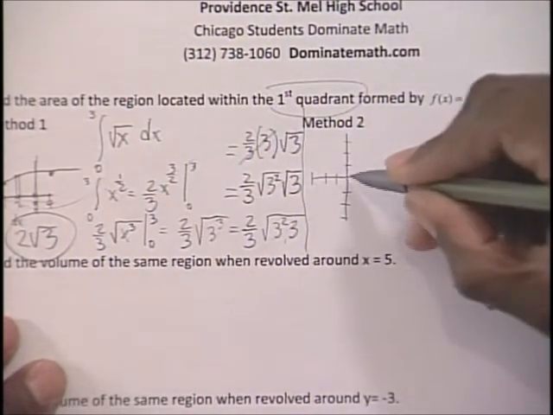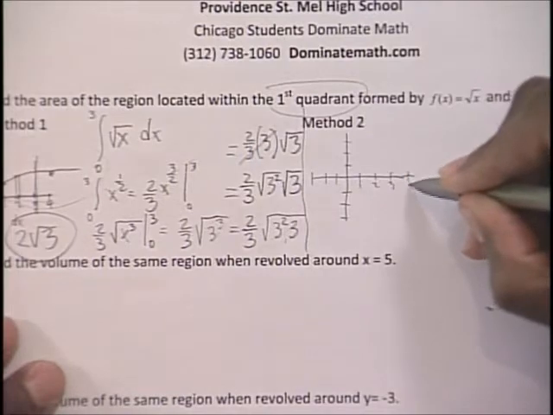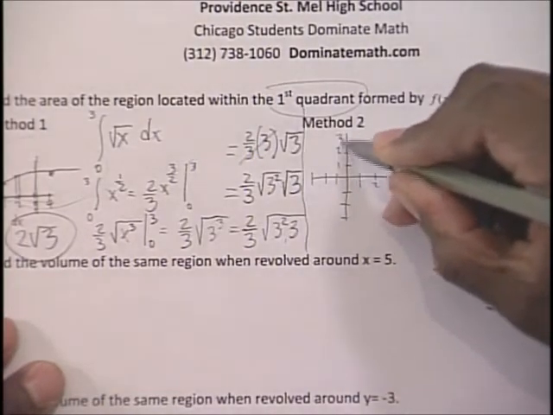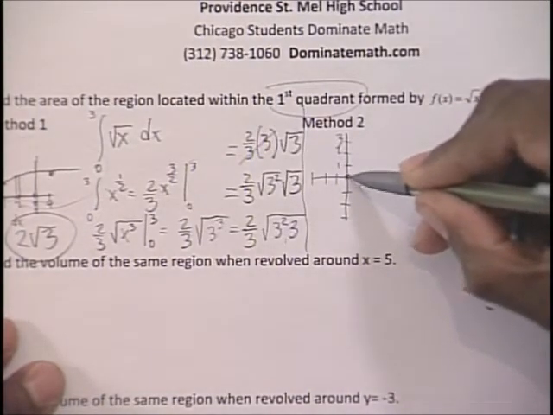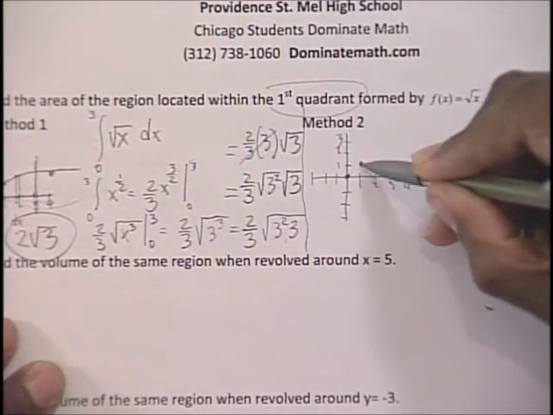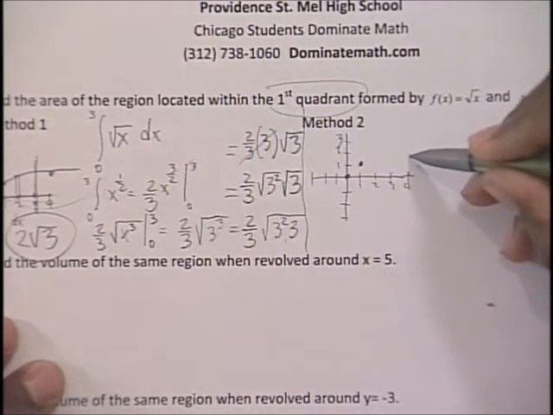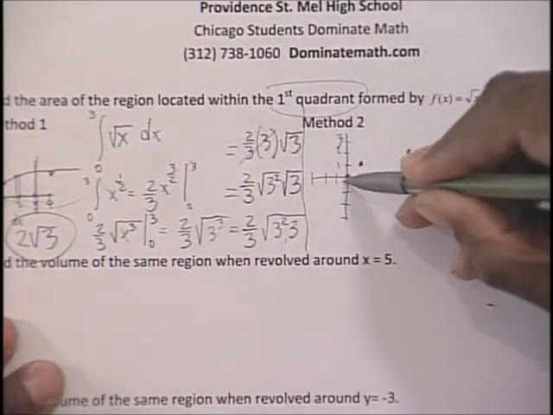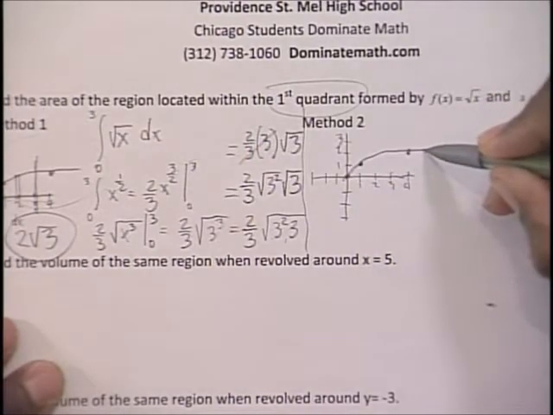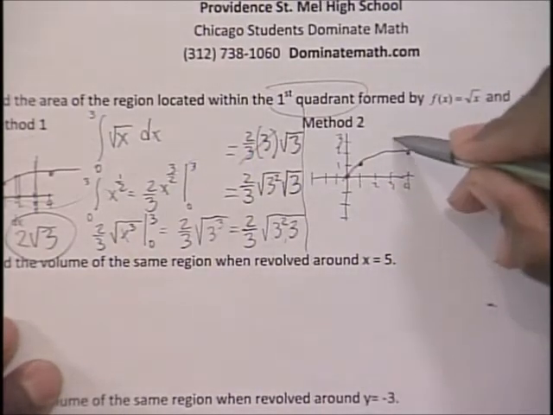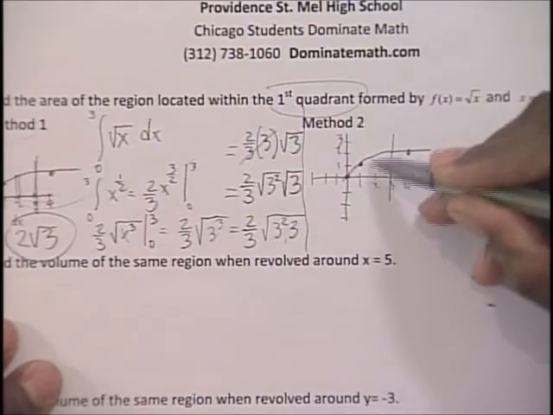All right, so we got 1, 2, 3, 4. 1, 2, 3. We have a point at 0, 0. You put 1 into the radical function, you get 1 back. You put 4 into the radical function, you get 2 back. The graph looks something like that. X is 3. So again, we're looking at this region right here.